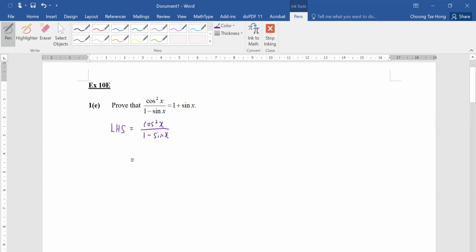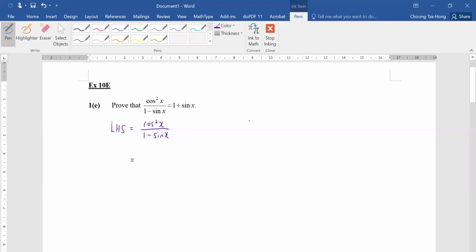At every point in time, for each step, you need to ask yourself one question: what is there for me to do? Over here at the bottom, the denominator is just 1 minus sine x. It's a sine x, not a sine square x, so we can't really apply any identities. Then at the top we have a cosine square x. The moment you see a cosine square x, you can think of coming up with an identity. Think of the trigo identities.